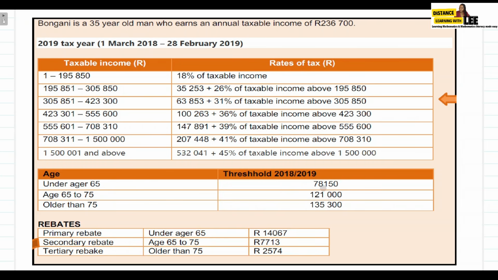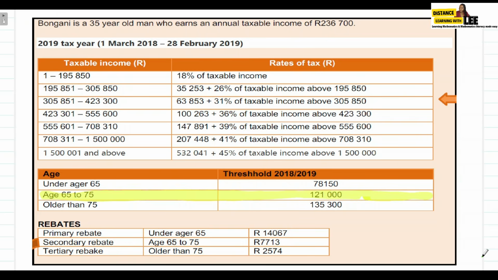But this person in particular is not under the age of 65. They are actually 65 years old, so we are focusing our attention on this row here, because that row tells us that if you are between the ages of 65 to 75 years old, the tax threshold is 121,000, meaning if you earn an annual income that is less than 121,000, you don't have to pay tax. But if you earn an annual taxable income that is above 121,000, that means that you have to pay tax.